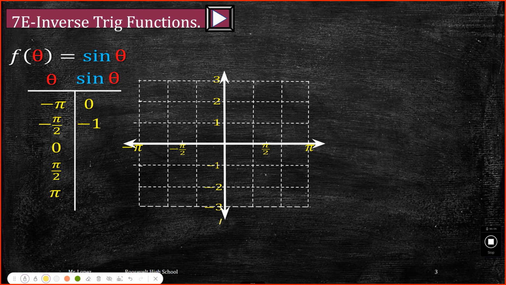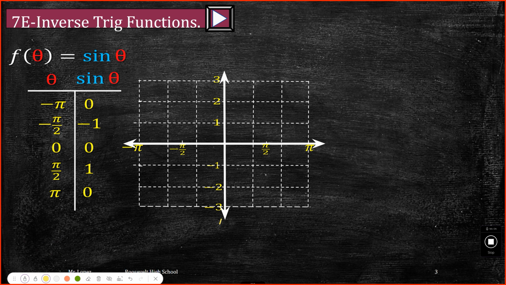Sine of 0. What's sine of 0? Come on, people. Sine of 0. 0. Sine of 0, 0. Sine of pi by 2. Sine of pi by 2 is what? 1. So this is 1. And then sine of pi. What's sine of pi? 0.